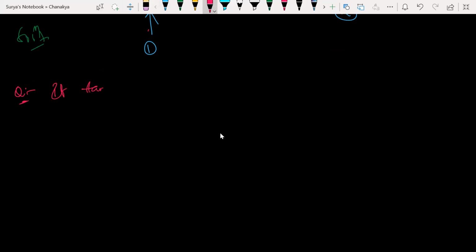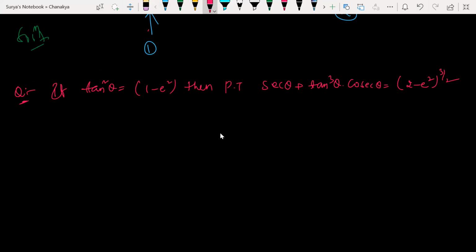If tan square theta is equal to 1 minus e square, then prove that secant theta plus tan cube theta into cosec theta is equal to (2 minus e square) to the power of 3 by 2.